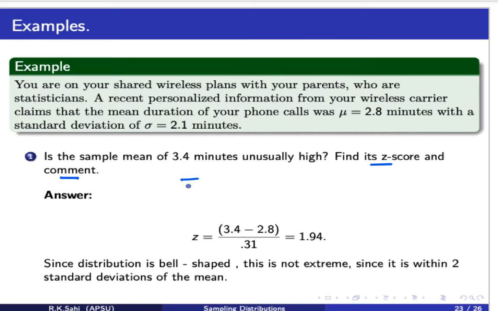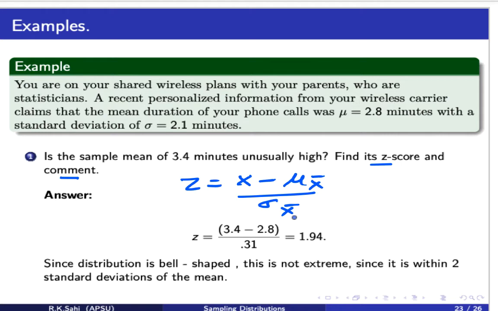Now remember the z-score formula. It is x minus mu of x bar over sigma x bar. That's a z-score. So x, guys, over here is 3.4 minutes minus 2.8 divided by 0.31. We get the answer to be 1.94.